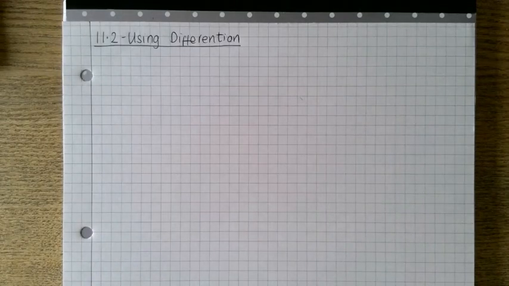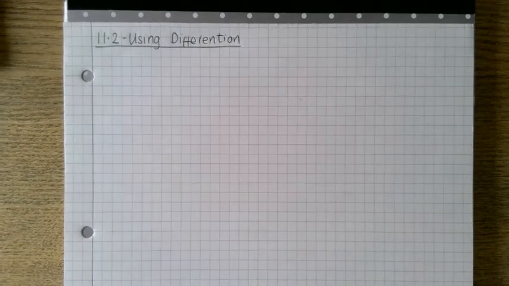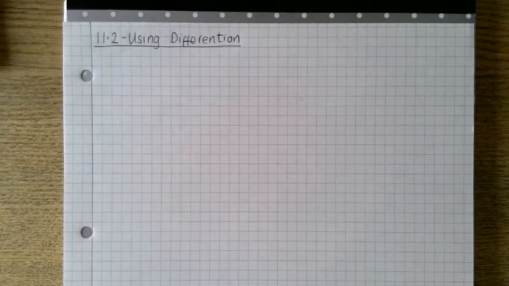Hi everyone, so this is me doing the examples for chapter 11.2 of the year 1 statistics and mechanics book. This is on using differentiation in variable acceleration problems.